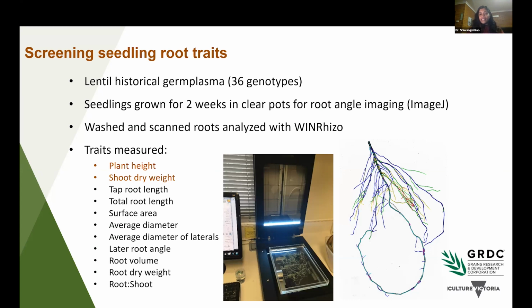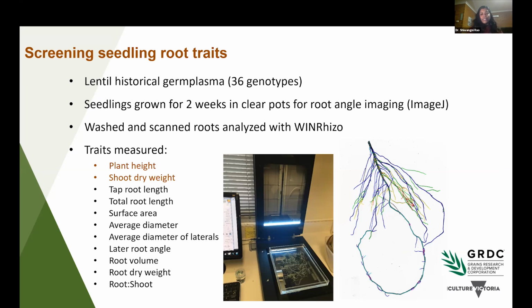But once the seedlings were washed, they were scanned and analyzed using a root analysis software. And as it was in a seedling stage, you can characterize the different root parts. So you have the long taproot, the lateral root, and it can identify all the secondary order lateral roots and so on and so forth.